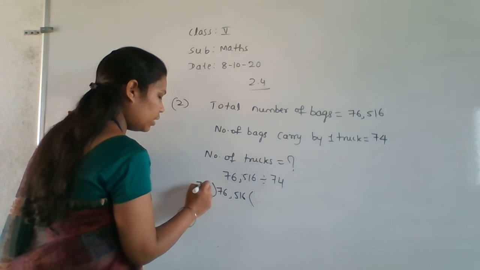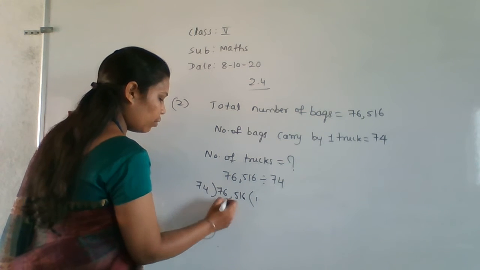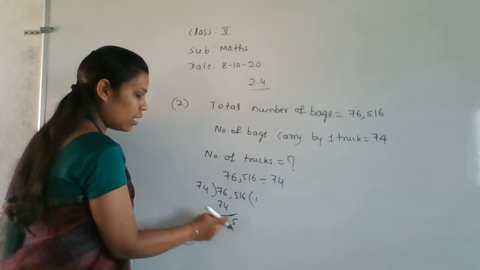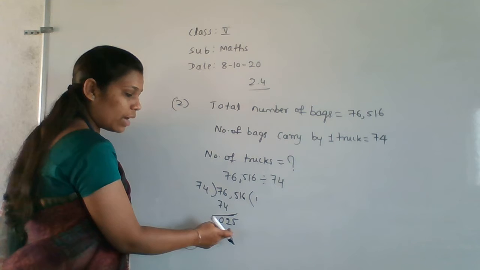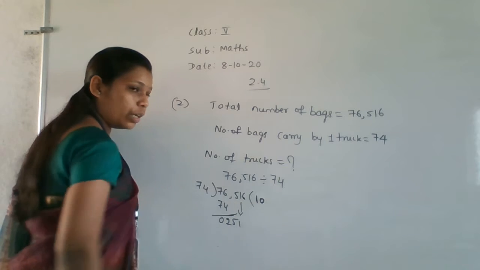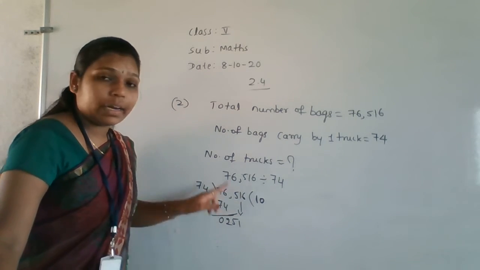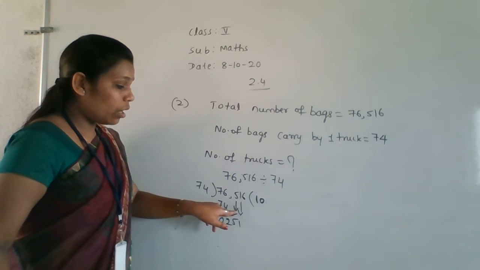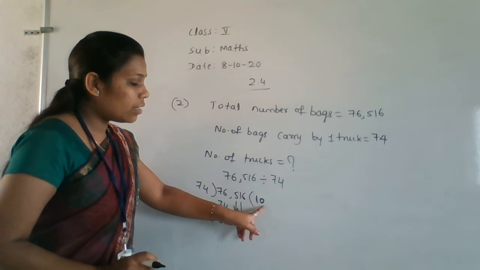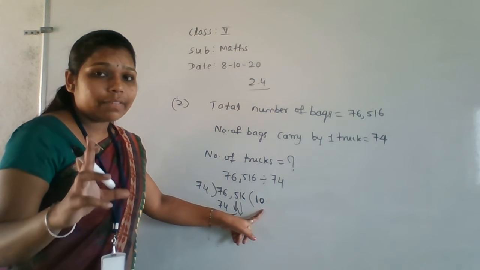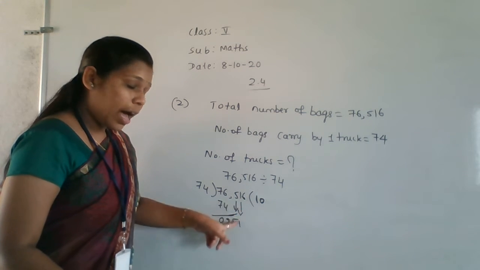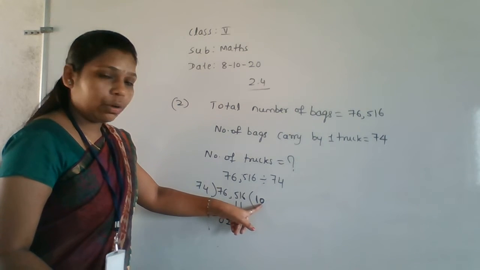Do the division. 76,516 divided by 74. First, 74 ones are 74. 6 minus 4 is 2. Take down 5. We can't divide 25 by 74. It is a smaller value, right? So take another value also here. For that we have to put a 0 here. We took two values at a time, right? So if you are taking two values at a time, then you have to write a 0 in the quotient. If only one value is taken, nothing to worry about.